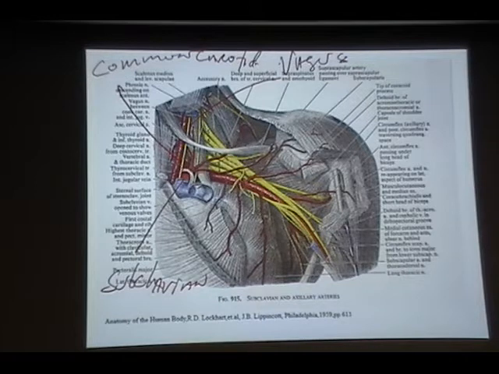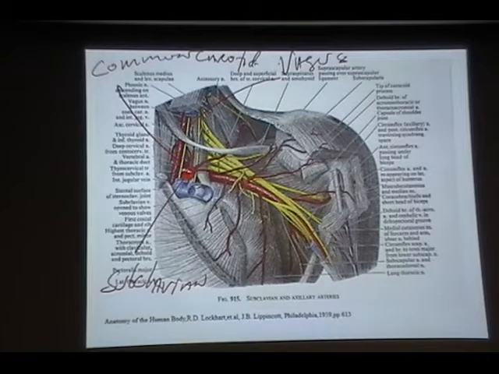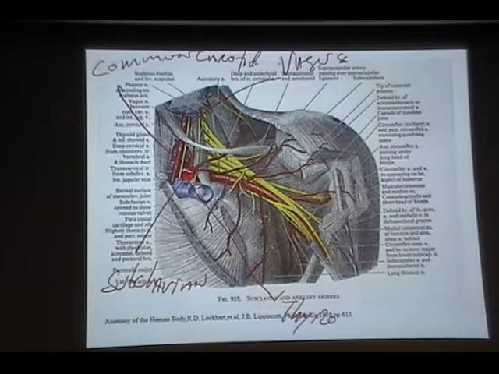So this subclavian is going to give off a few branches here, coming off of this little trunk. That is the thyrocervical trunk. Here is the suprascapular. Here is the transverse cervical.